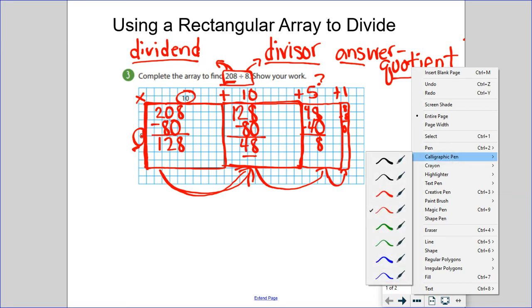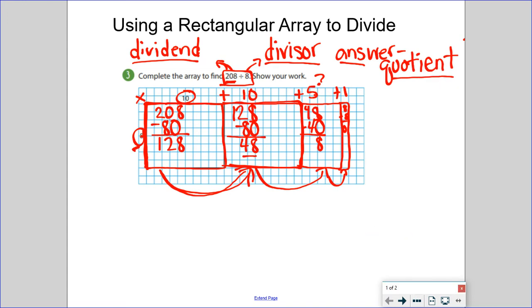So now I'm going to take my partial quotients, the numbers at the top, and I'm going to add those together. Sorry, my pen is not agreeing with me right now. So I'm going to take 10 plus 10 plus 5 plus 1, which I end up with 26. So 208 divided by 8 equals 26.